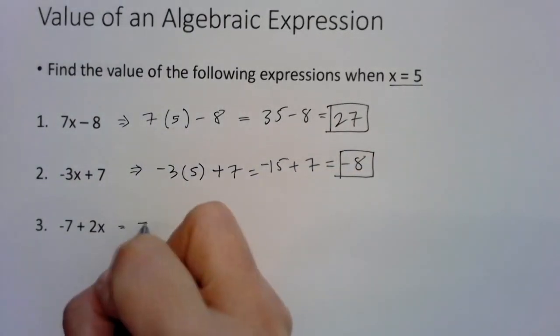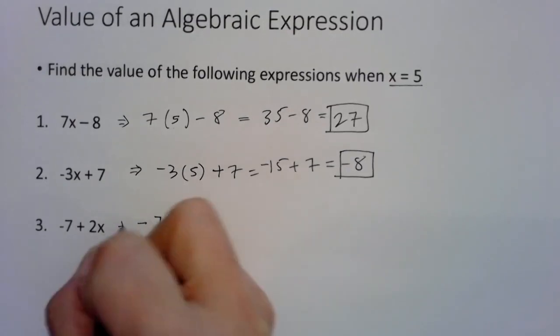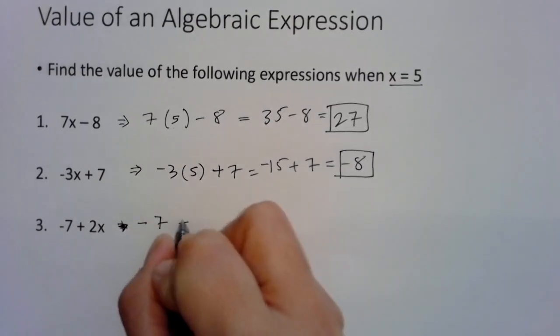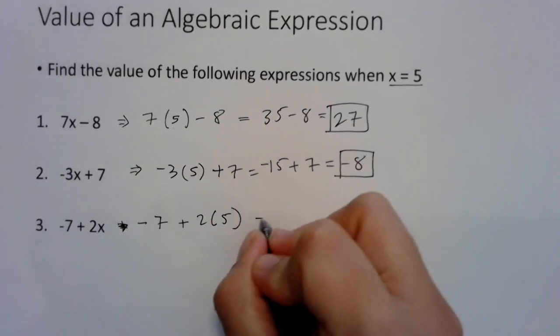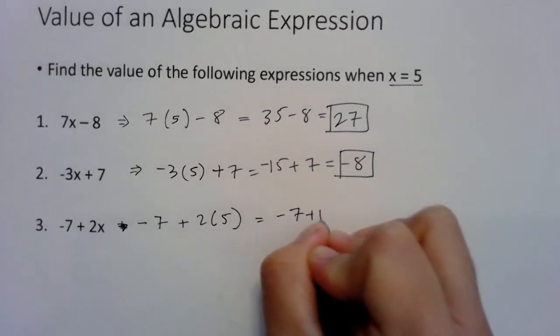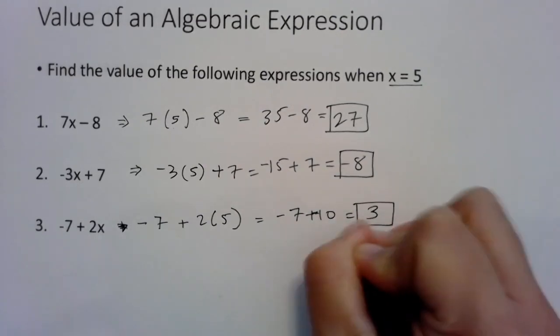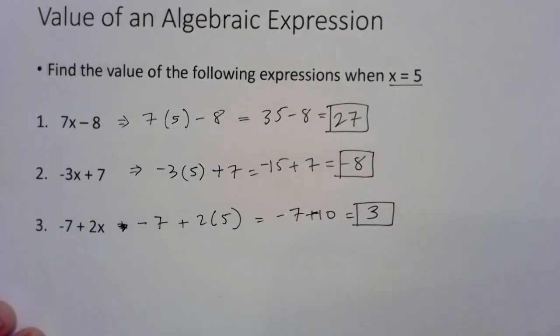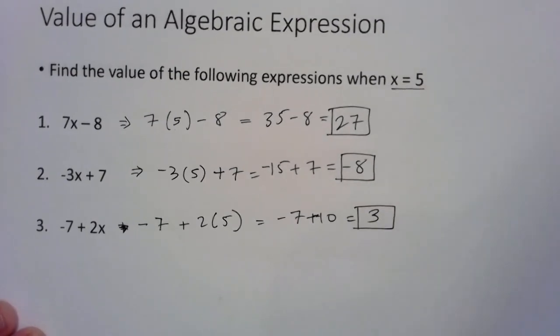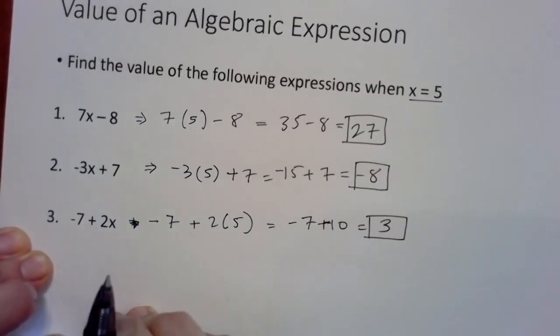Negative 7 plus 2x would be negative 7 plus 2 times 5, which would be negative 7 plus 10, which of course you take the difference, and that's going to be positive because the larger number is positive, and that's 3. I believe that's it for this section.